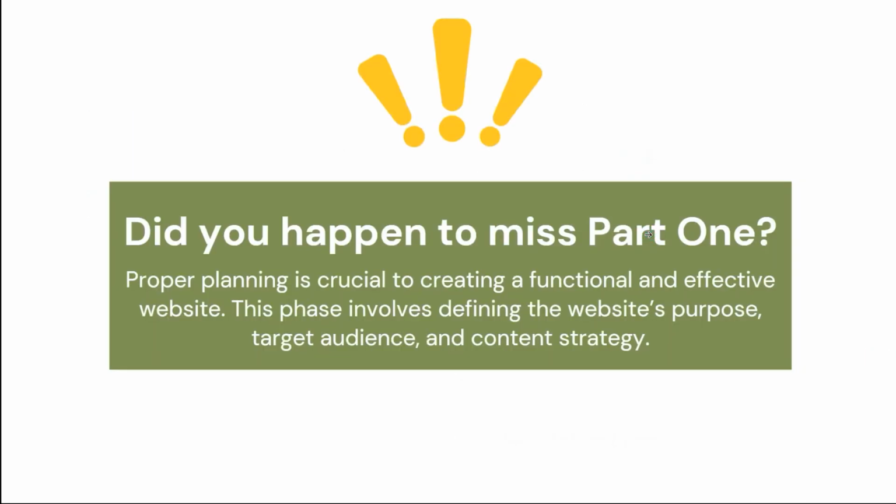In case you missed it, last week we dove into part 1. We covered the essentials of the planning phase of building your website. Proper planning, as I mentioned over and over last week, is key to creating a functional and practical site. This includes defining your website's purpose, identifying your target audience, and developing a strong content strategy. Laying the groundwork ensures that your site is both effective and user-friendly. Today we'll build on that foundation by diving into customization, content creation, and the steps to launch and market a site successfully.